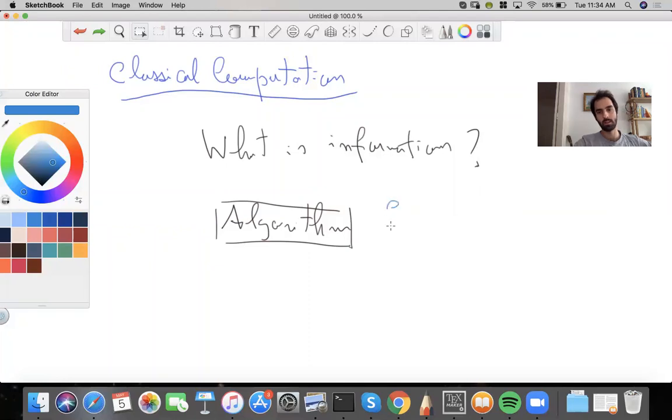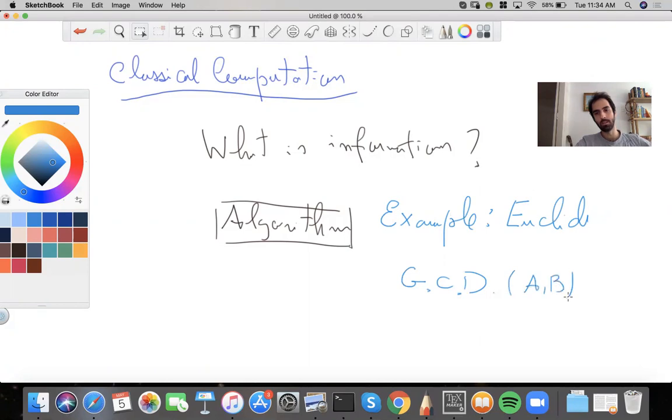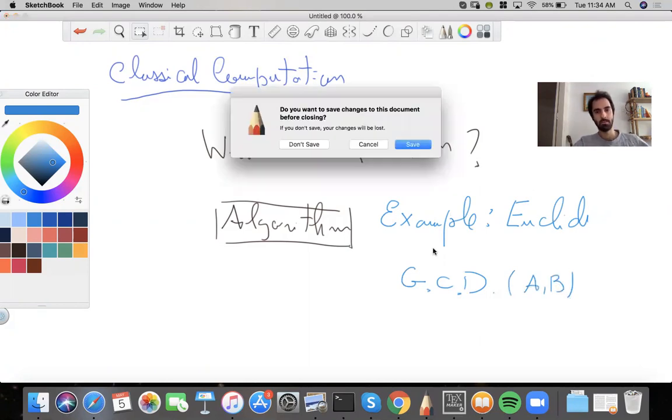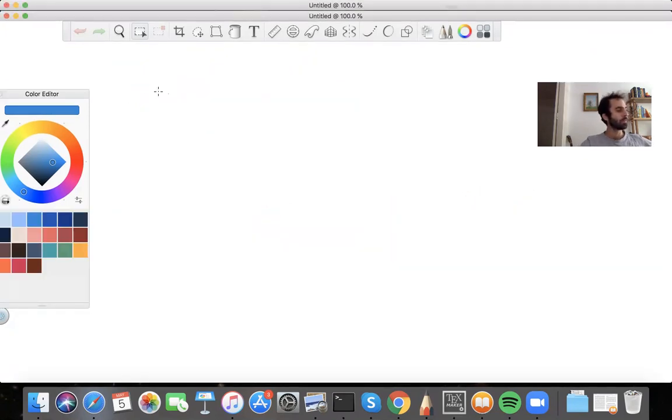My handwriting gets worse every day. So we have Euclid's algorithm. This algorithm outputs the greatest common divisor, the GCD, between two numbers, A, B. Okay. Let's have a look at what the algorithm says. So you take two numbers, A, B, and you divide these two numbers, A divided by B.